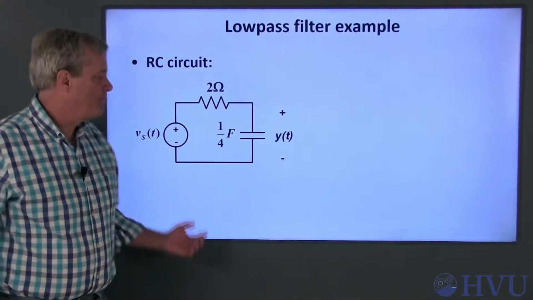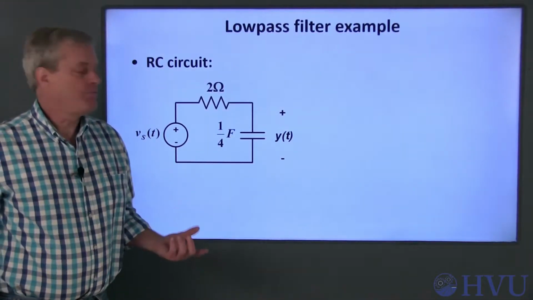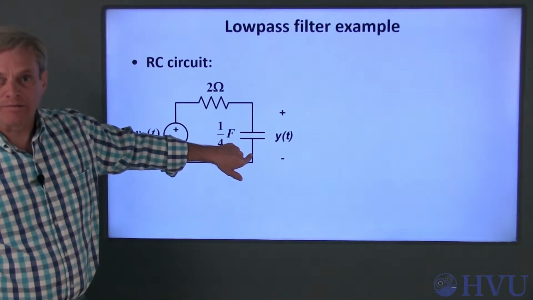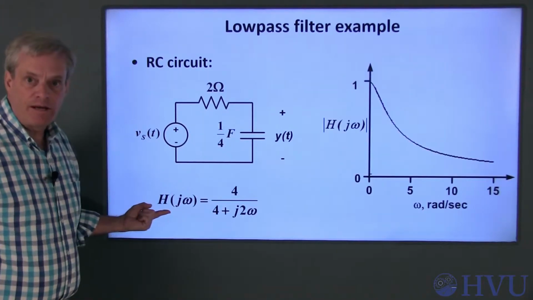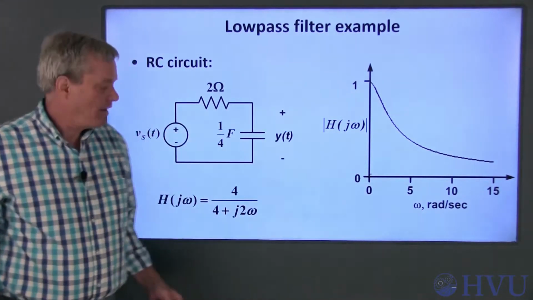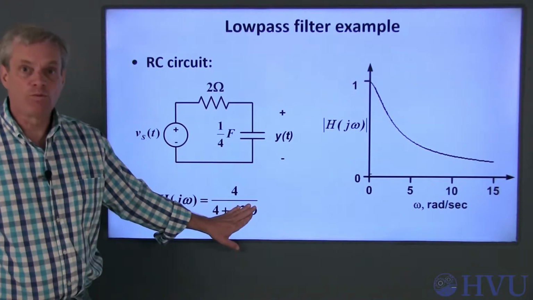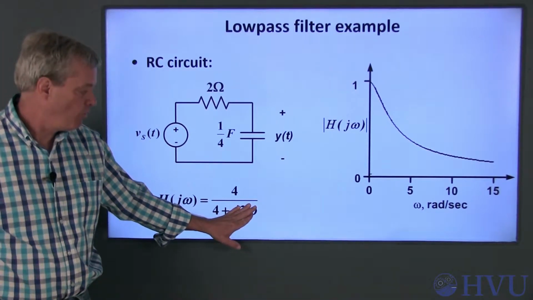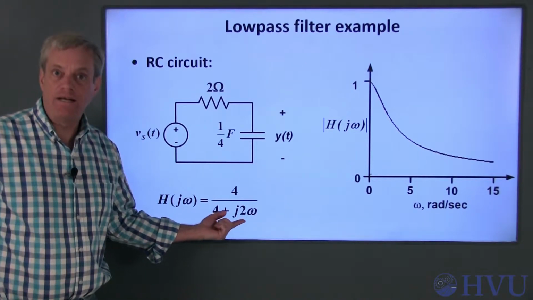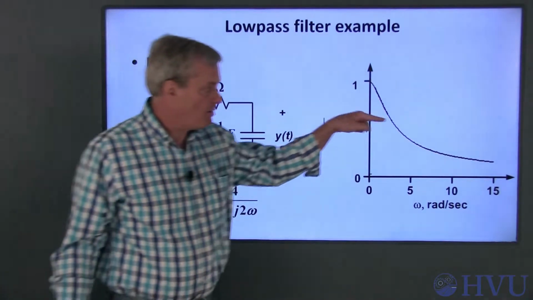My first example will be this RC circuit. The input is an applied voltage, and the output is the voltage across the capacitor. This is the frequency response we calculated, and this is a plot of the magnitude response for the circuit. At low frequencies, when omega is equal to 0, the magnitude response is 1, 4 over 4.